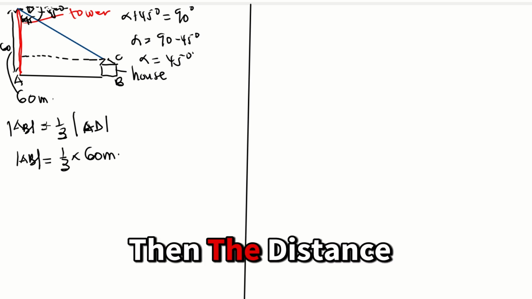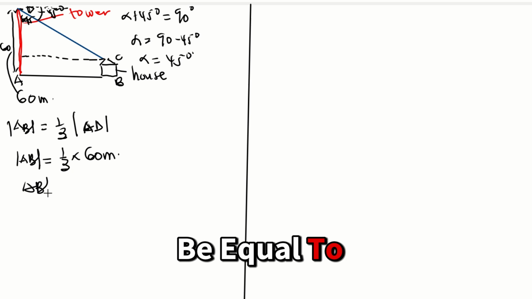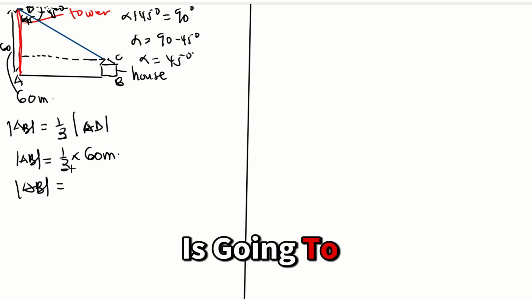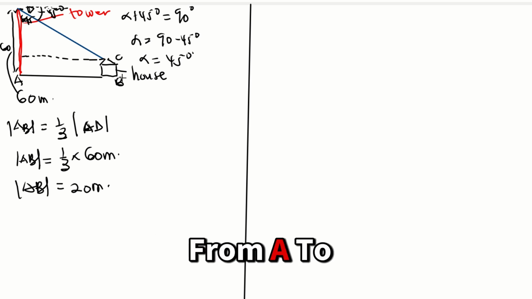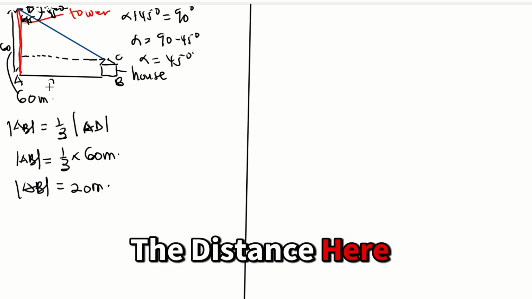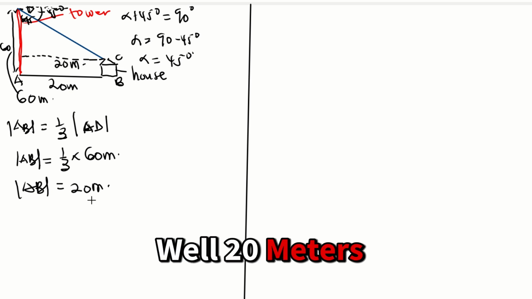Then the distance from the house to the tower, AB, is going to be equal to 20 meters. So it means that from A to B here, the distance is 20 meters. Same here as well, 20 meters.